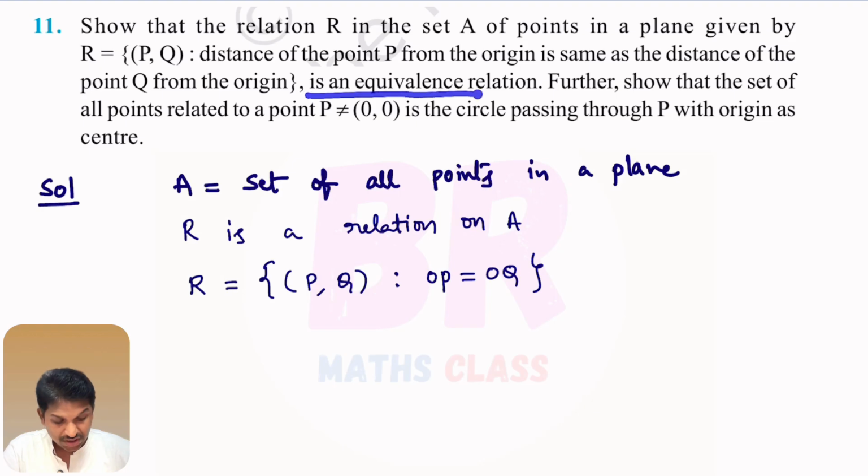Okay, we need to show that this relation is an equivalence relation. Look at this. Show that this relation is an equivalence relation. When we say a relation is an equivalence relation, if it is reflexive, symmetric and transitive, then we say that relation is an equivalence relation.